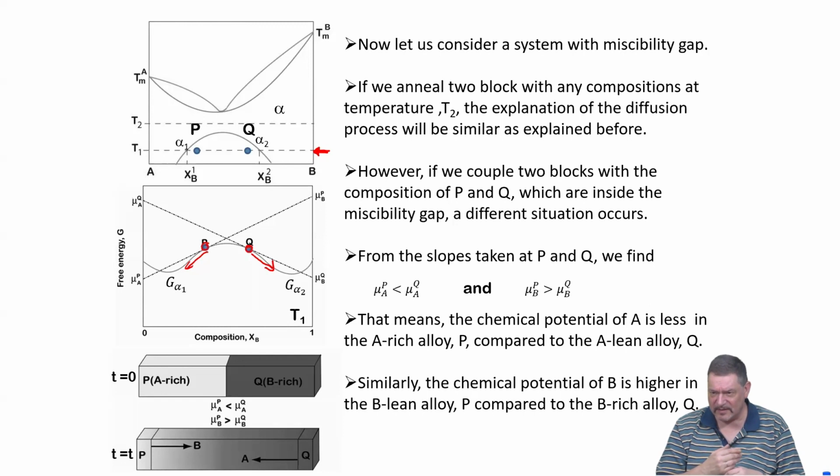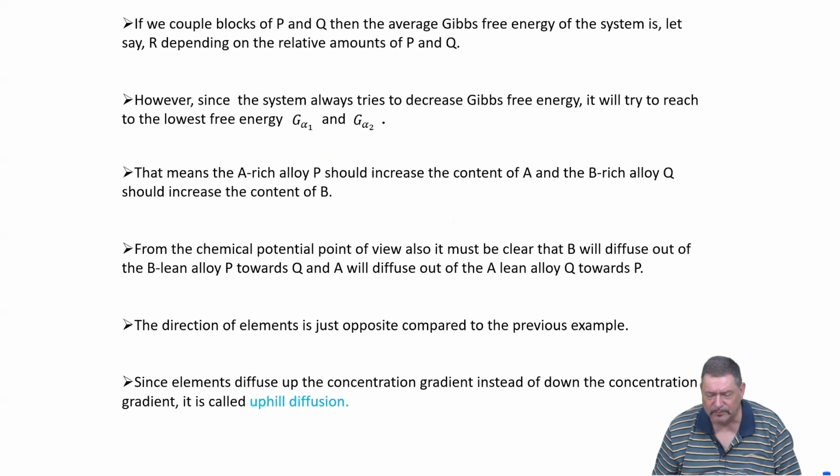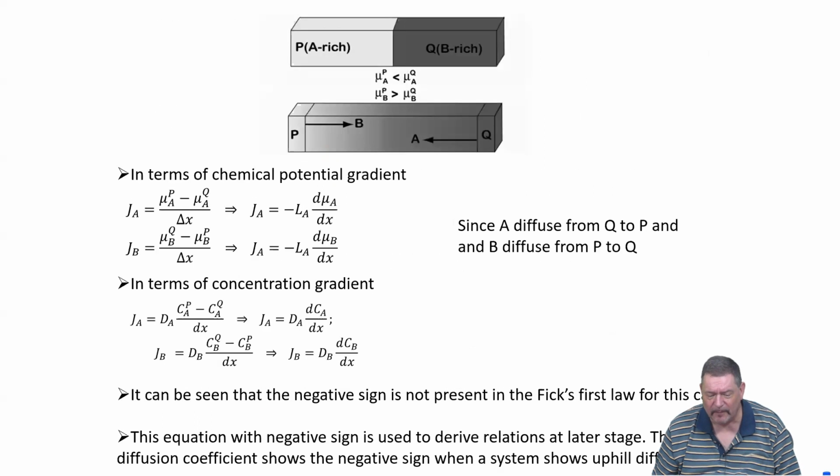Does this make sense, or do you have questions? Okay, good. So the chemical potential gradient is the important point, and it's always the correct description, whether it is uphill or not uphill diffusion.